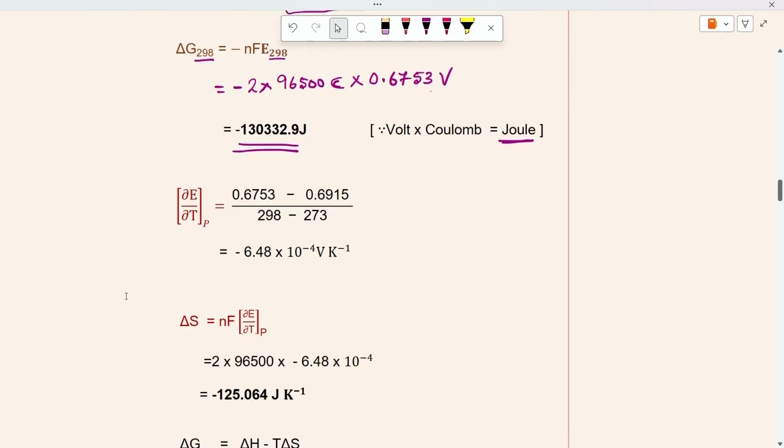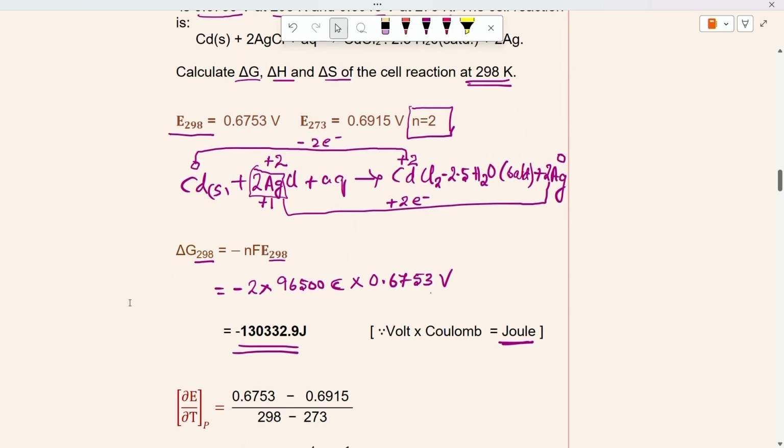Next, in the derivation we have been considering delta H first, but while doing problems we will first find out delta S, because the entropy change is a smaller equation and for delta H this is a bigger one. So, what I am going to do is first find delta S, and for delta S the expression is nF into the temperature coefficient ∂E/∂T at constant pressure. So, smaller one. So, the calculation will be easy. For that first I will calculate ∂E/∂T at constant pressure. Now, these are the EMF values at two different temperatures. See, 0.6753 minus 0.6915.